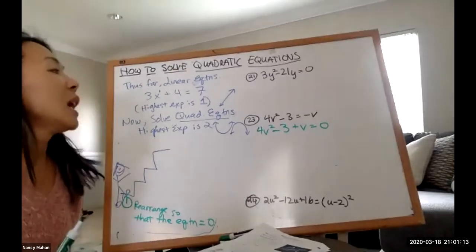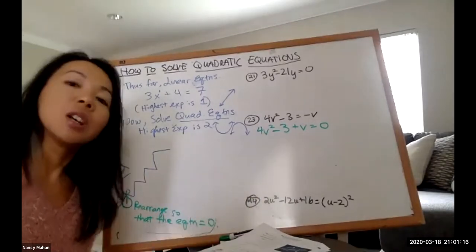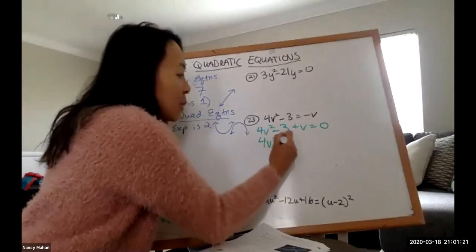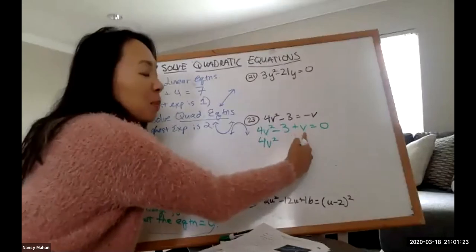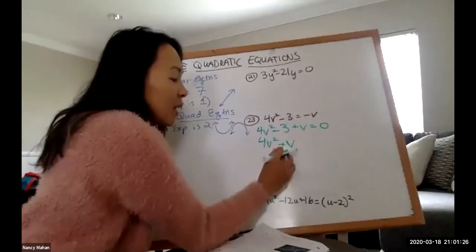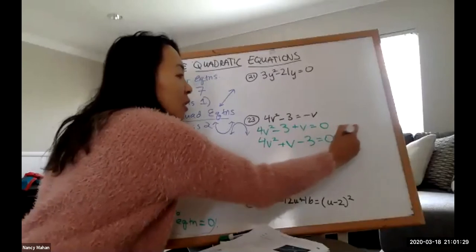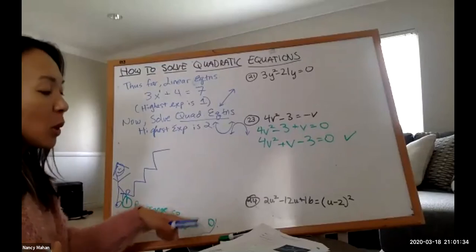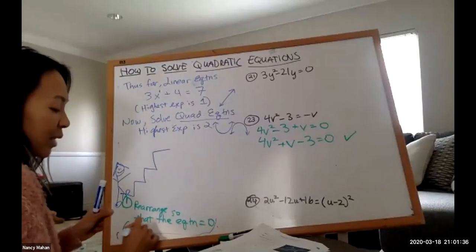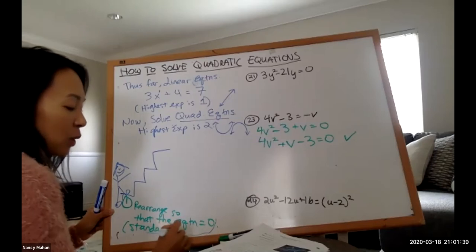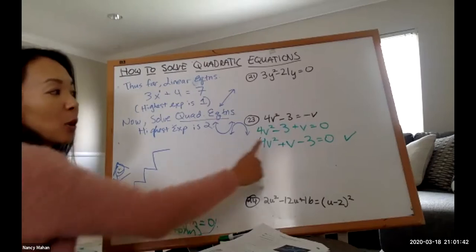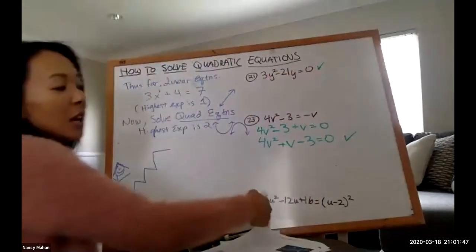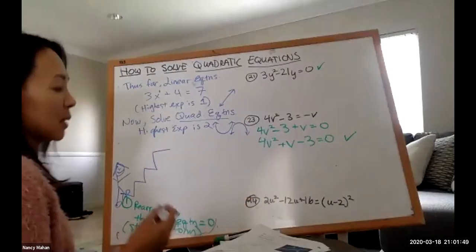Which is great. However, notice that this is not in standard form. You want to write it so that it's from the highest exponent to lowest. So when I write it from highest exponent to lowest, I have 4v squared, plus v, and then minus 3 is equal to 0. So that is step 1. Step 1 is to rewrite it so that the equation is equal to 0, and I should put standard form. I talked about standard form in the previous video. Standard form is from the highest exponent to lowest. So now this is already equal to 0, so all good in the hood. And I'll talk about number 24 later because I don't have space.